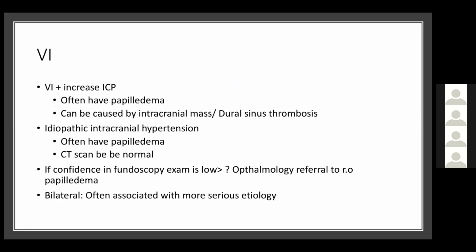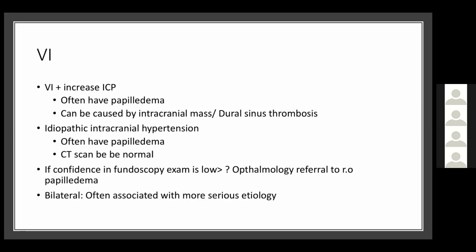Also, the sixth nerve can be affected with an increased ICP. Those patients often have papilloedema, with an intracranial mass, dural sinus thrombosis, or even idiopathic intracranial hypertension. So the question would be how confident you are in doing fundoscopy. I'm not that confident in doing this. So it's reasonable, with a reassuring exam, to refer to ophthalmology to be seen shortly, in a couple of days, to be sure that we are not missing anything serious.